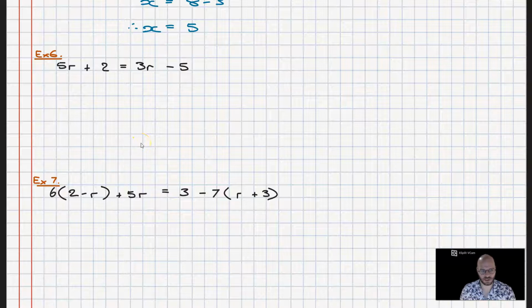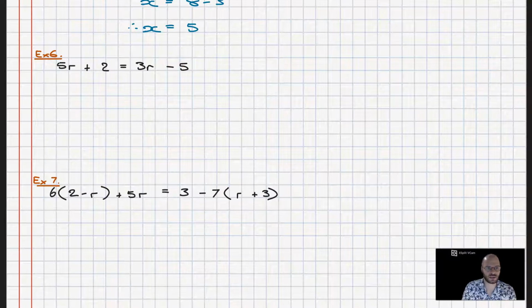Welcome back. In this video I'm going to show you a further two examples of how we go about solving linear equations. However, with these two examples we're going to be dealing with equations where the unknown is both in the left hand side and the right hand side expressions of the equation. So example 6 here, we've got 5r plus 2 is equal to 3r minus 5.